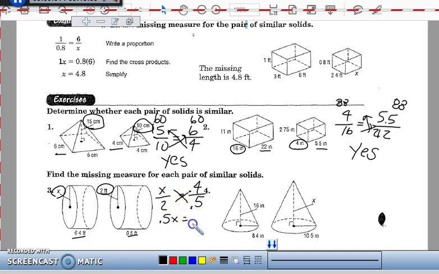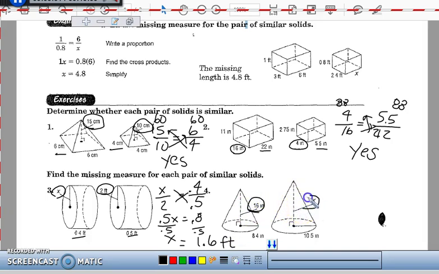Multiply this way, you get 0.8. You don't have to show this part where you divide by 0.5 on both sides. You'll just know that you need to do that. 0.8 divided by 0.5 is 1.6, and the units are feet.